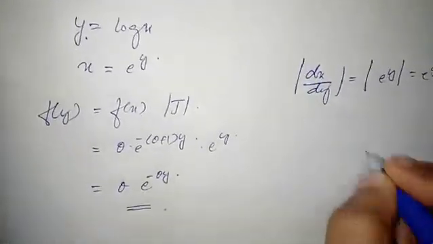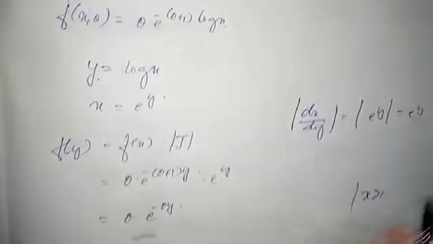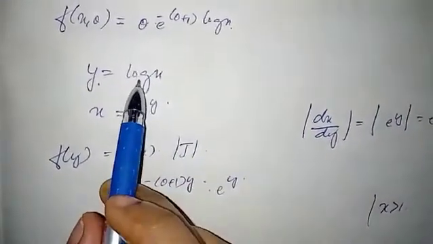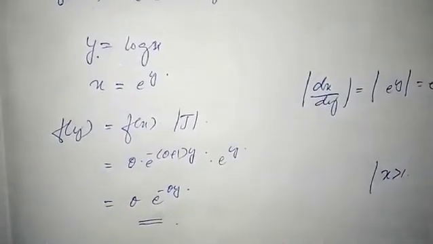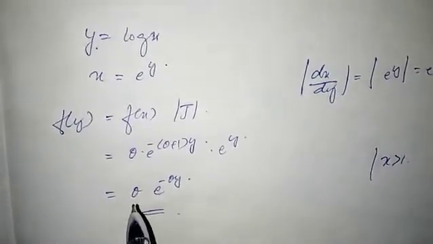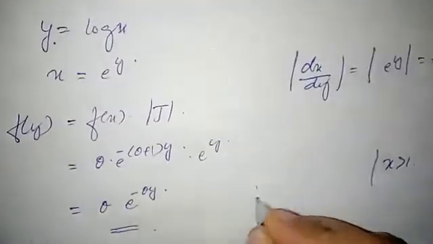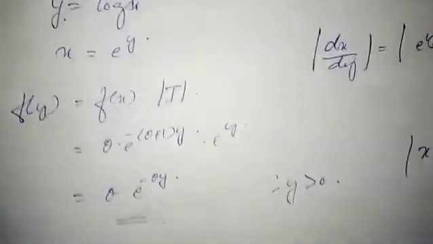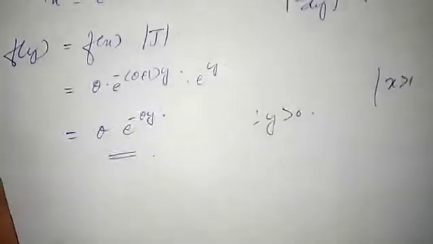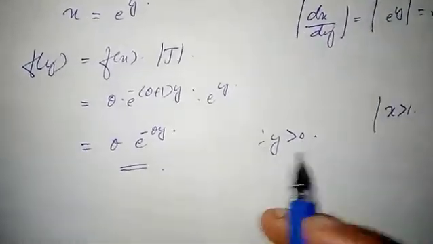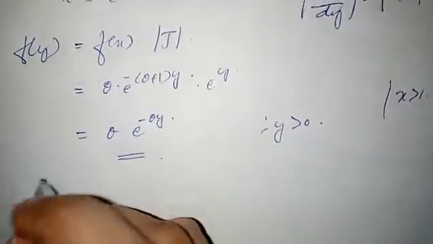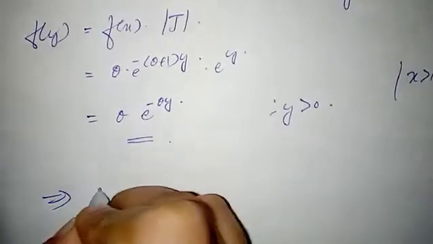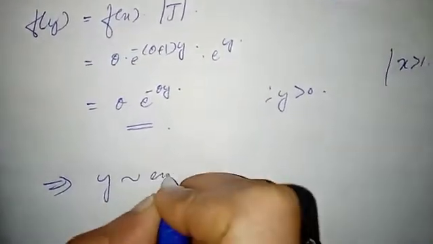Here x takes the range x is greater than 1, then log x is greater than 0. What's the value then? That is y is greater than 0, y is positive. Then which distribution is this? Theta e power minus theta y, where y is greater than 0. That is exponential with parameter theta, right? This is y, which implies y follows exponential with parameter theta.